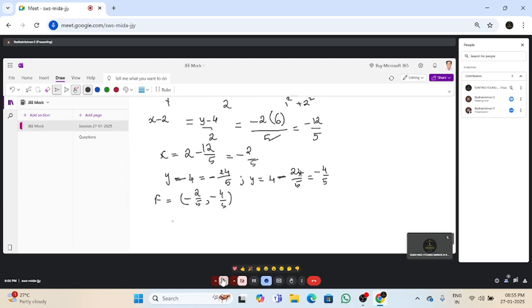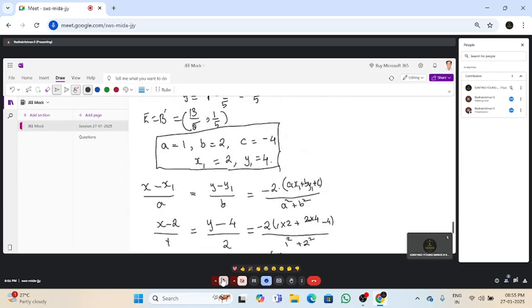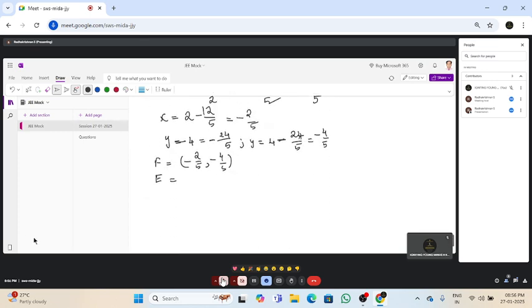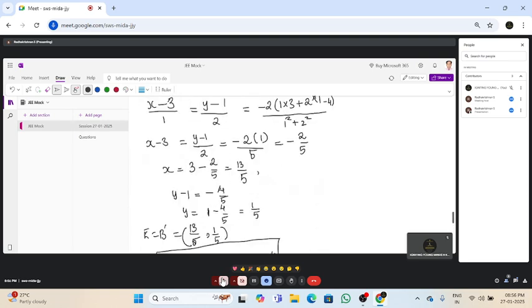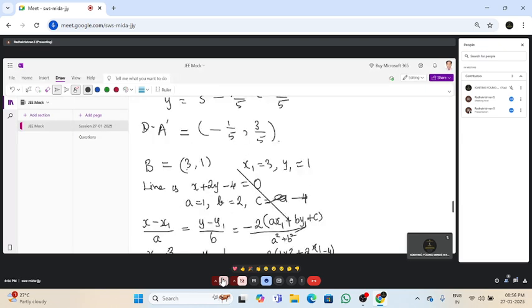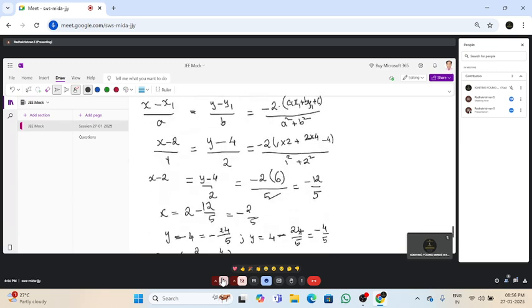Okay. So we have got all the three coordinates. Now we have to calculate the centroid. Okay. So we will write it down once again. E equal to 13 by 5, 1 by 5. And D equal to minus 1 by 5, 3 by 5.